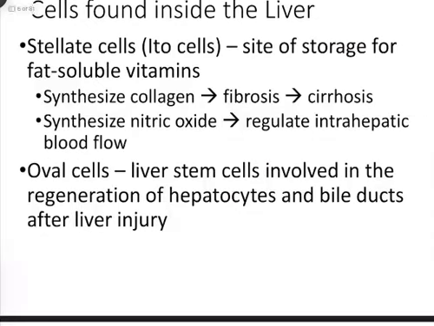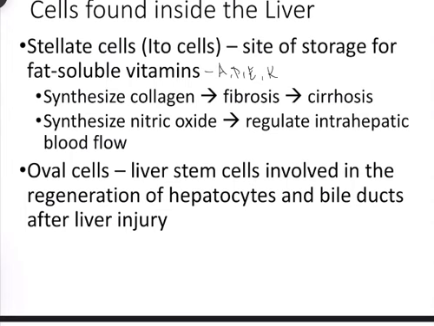Other cells that you can find here are the stellate cells, or Ito cells. They are sites for storage of your fat-soluble vitamins. So what are your fat-soluble vitamins? You have vitamins A, D, E, and K. Those are your fat-soluble vitamins.